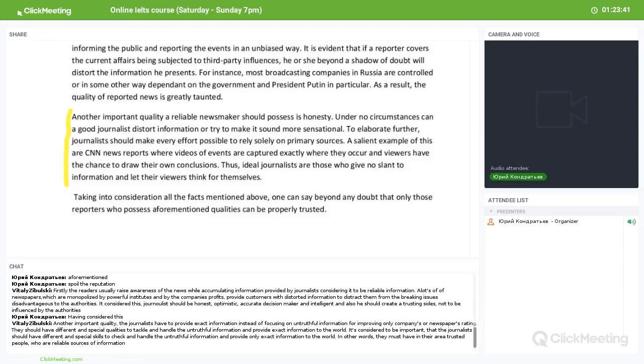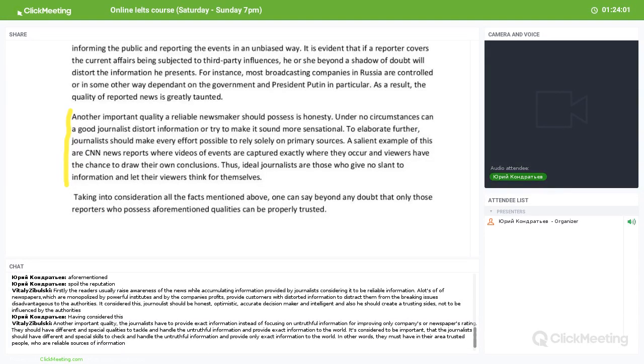So, another important quality, the journalists have to provide exact information instead of focusing on untruthful information for improving only companies' or newspapers' rating. They should have different and special qualities to tackle and handle the untruthful information and provide exact information to the world.